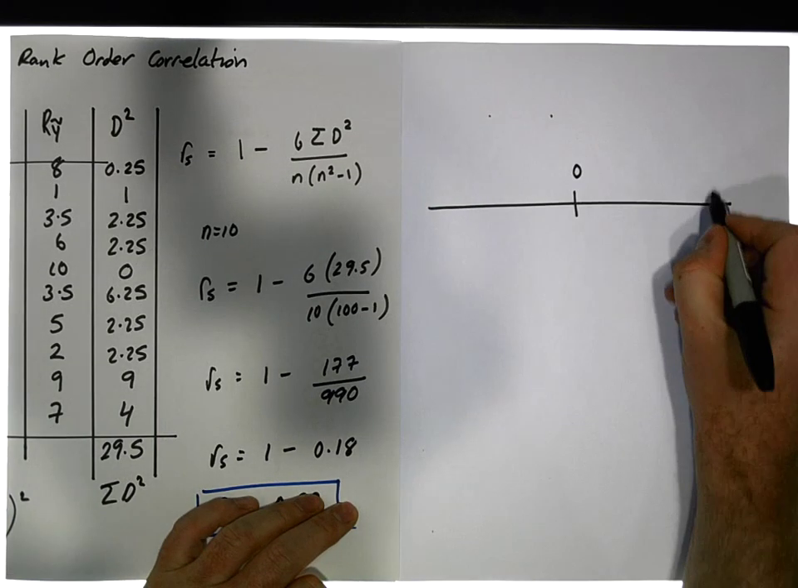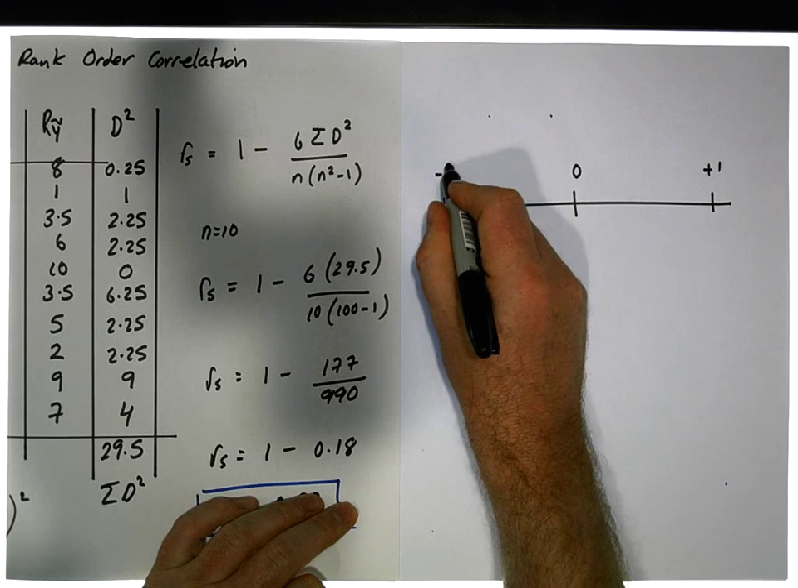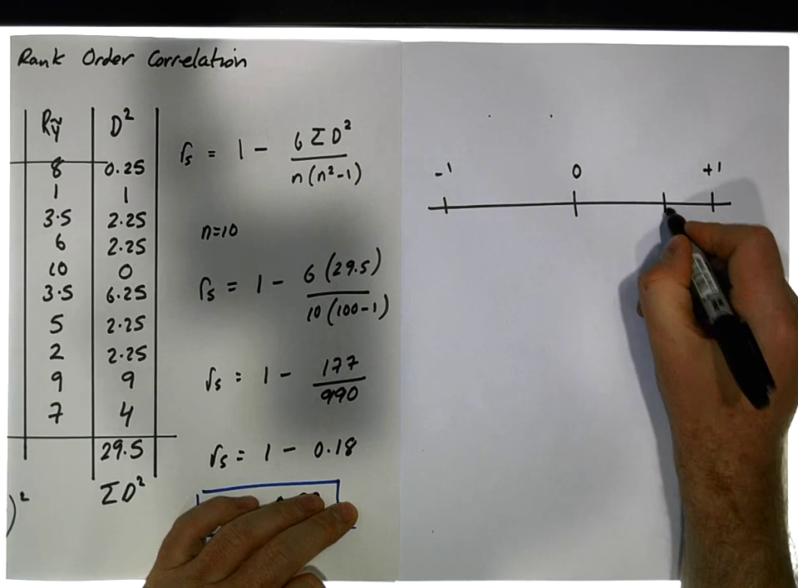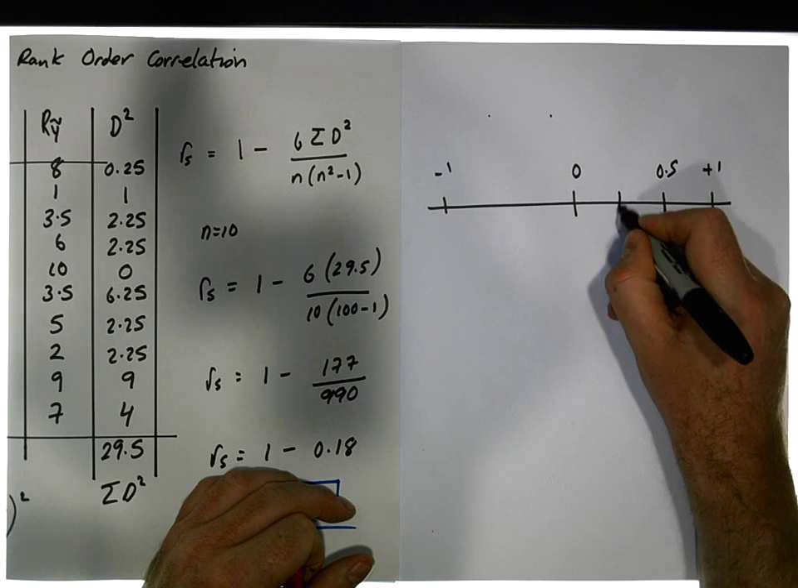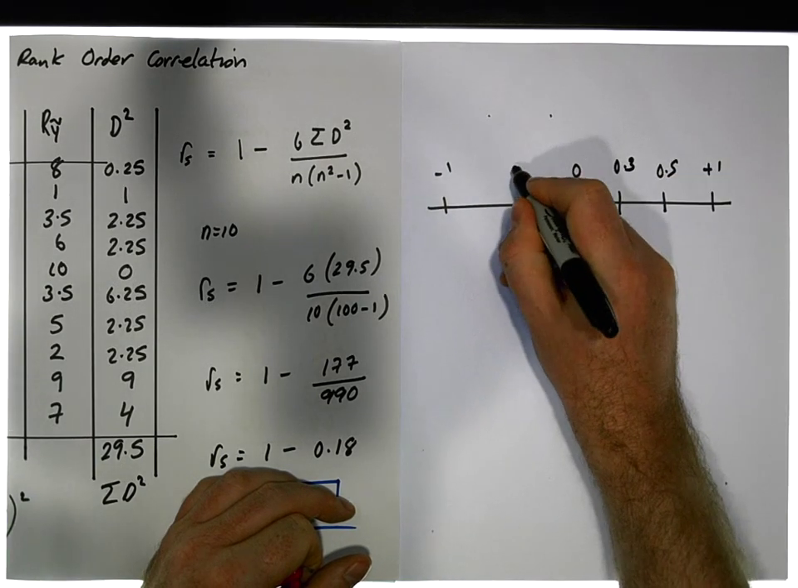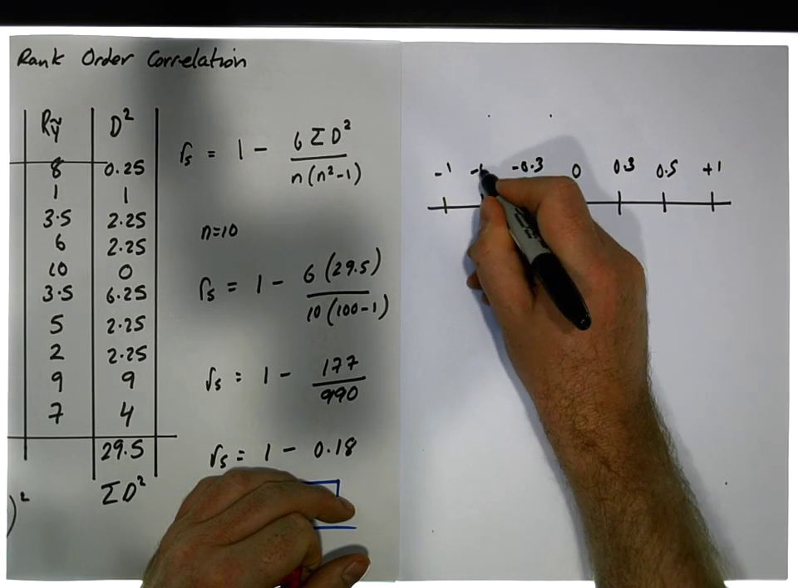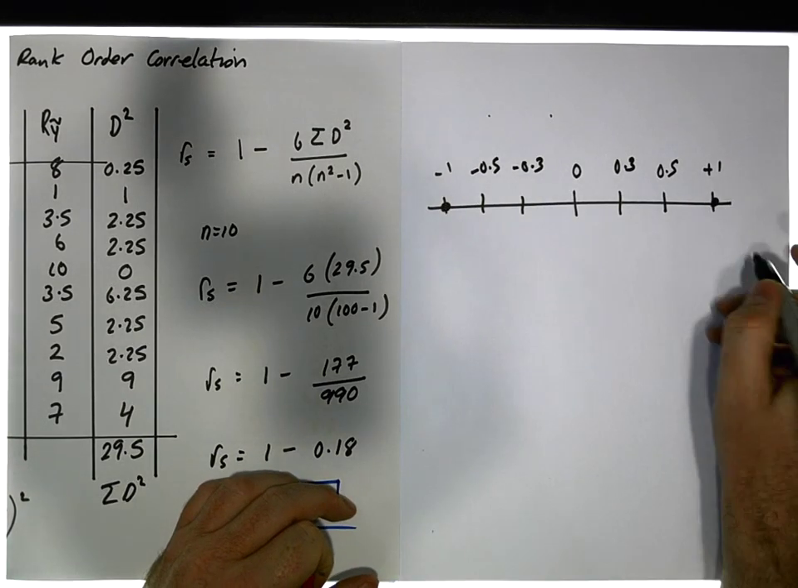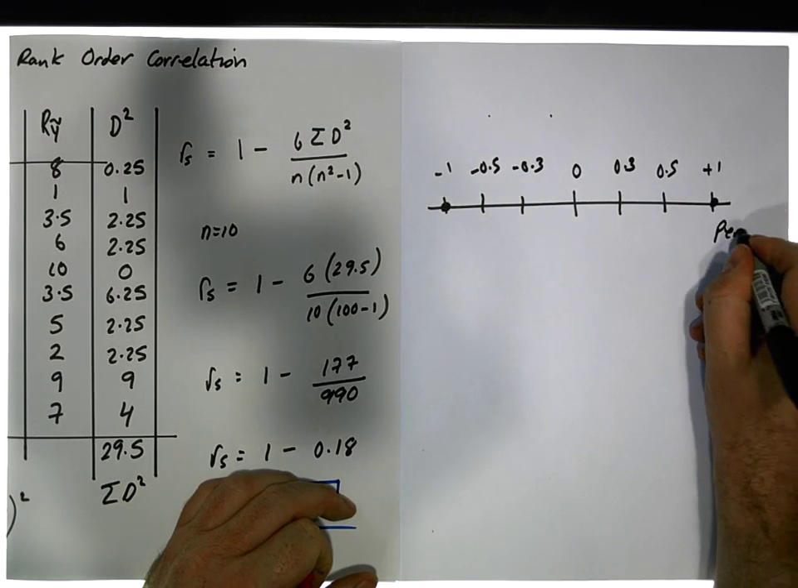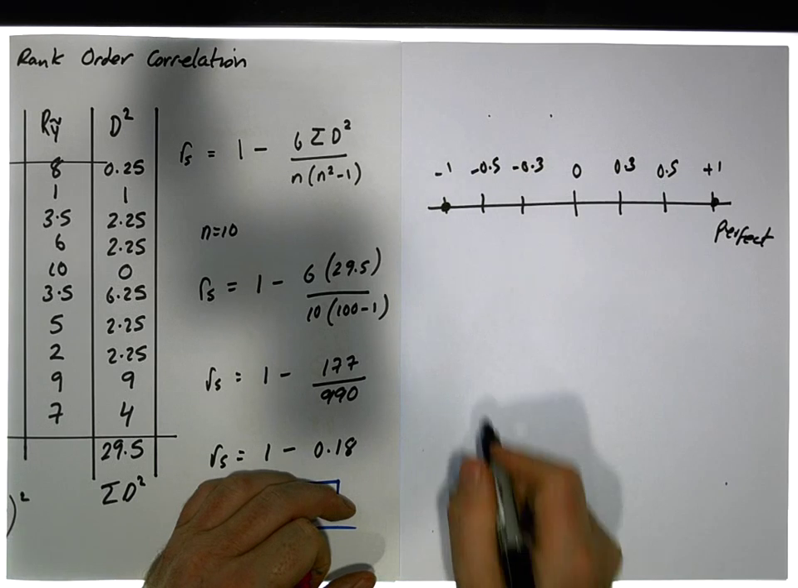I have plus 1 here. I have minus 1 here. Let's say I have 0.5 here, and 0.3 here. Minus 0.3, minus 0.5. If it's equal to minus 1 or plus 1, it's said to be perfect. There's a perfect association, perfect correlation.